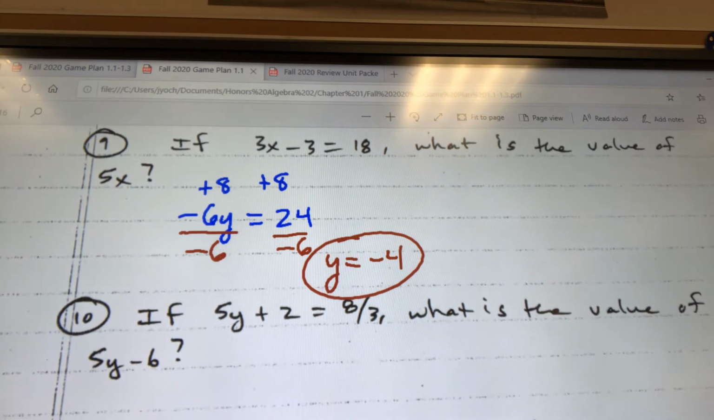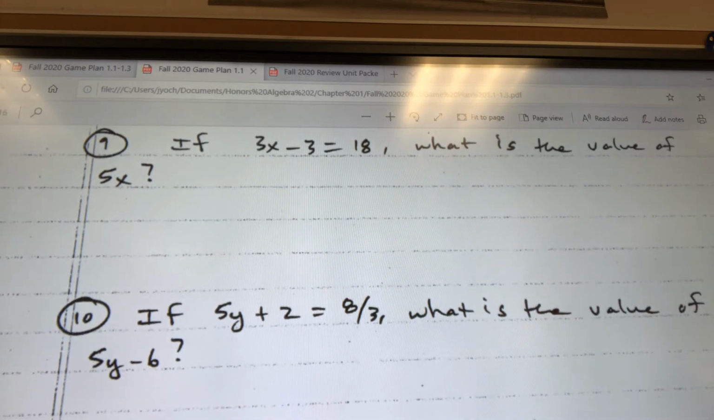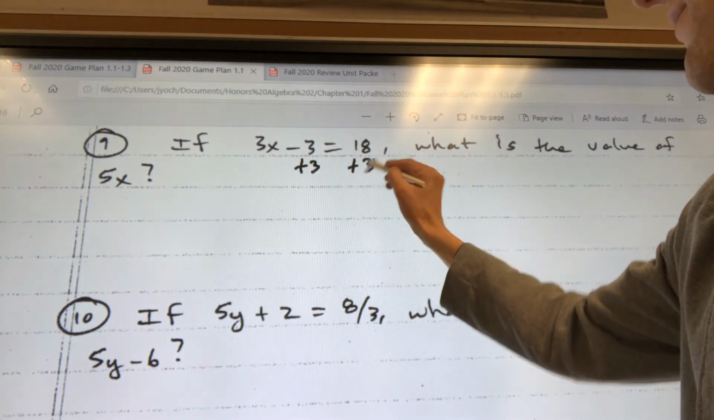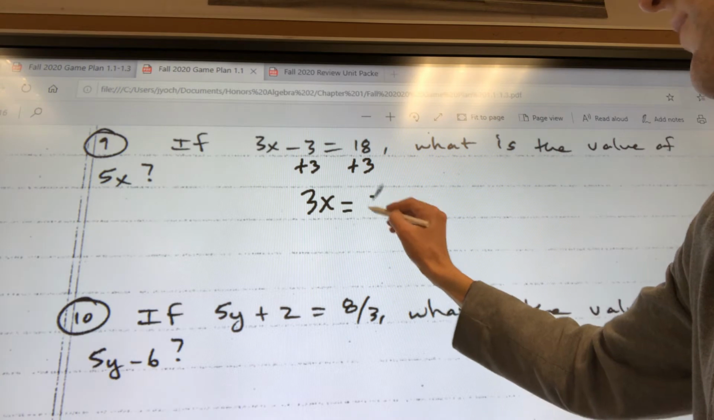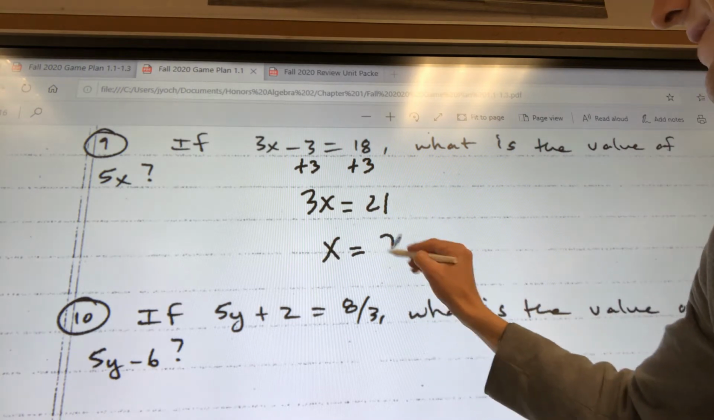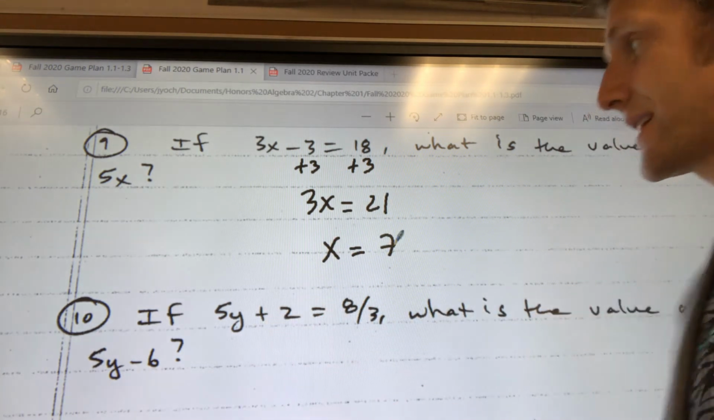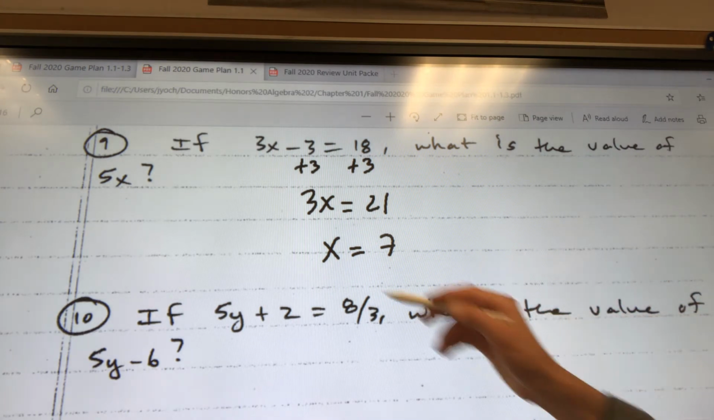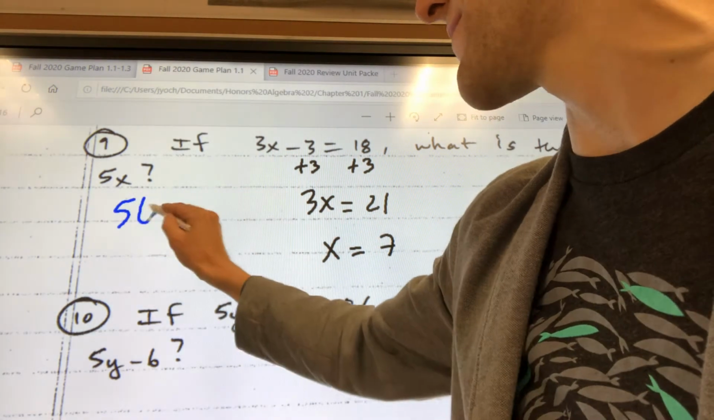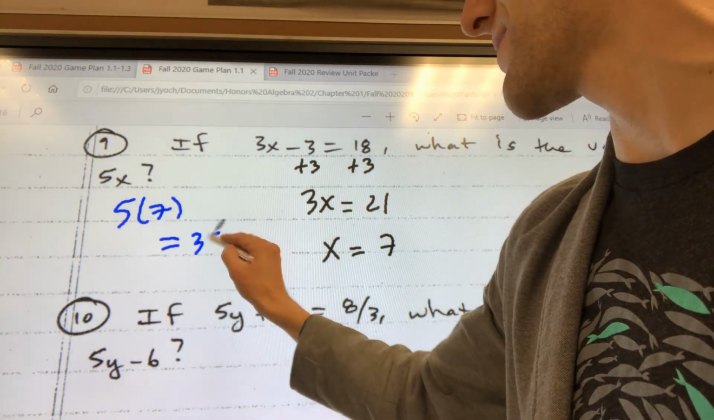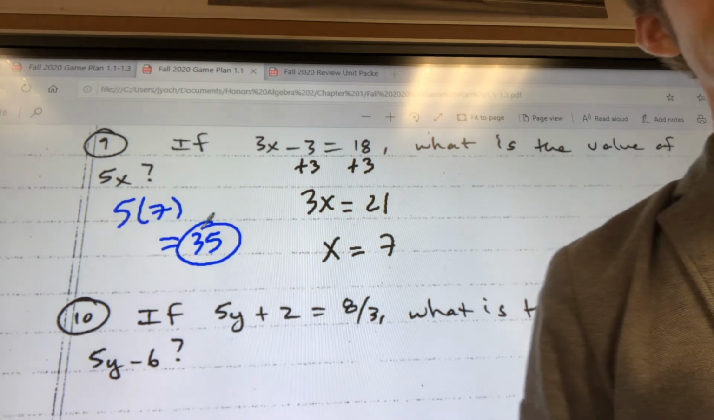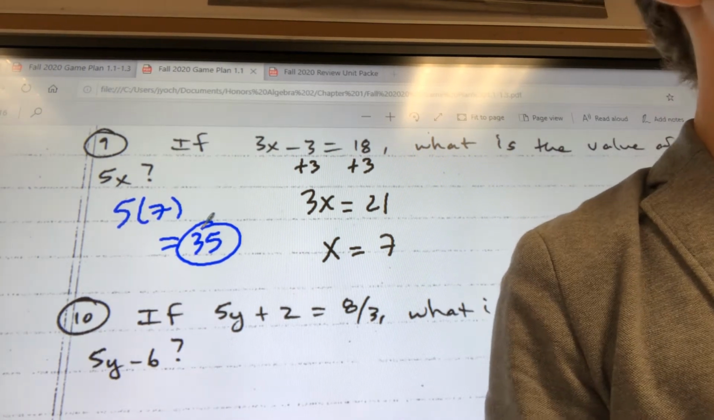If 3x minus 3 is 18, what's the value of 5x? You're like, what? Just add 3. You have to first figure out the value of a single x. So 3x is 21, x would be 7. I guarantee in the ACT, 7 is an answer choice. Students are going to find this value and pick 7, but no, you need to figure out what 5 times x is. 5 times x is 35. So 8 and 10 are just like that. That is a good ACT question.